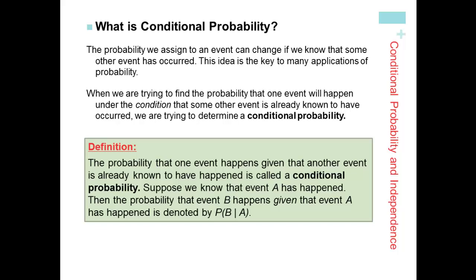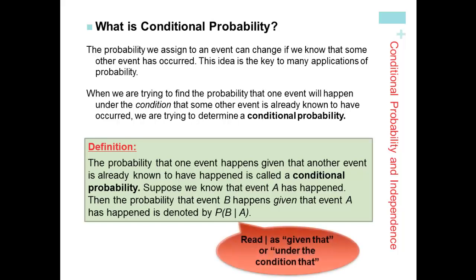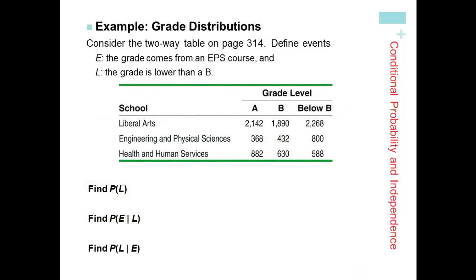Then the probability that event B happens, given that A has happened, is denoted by this notation. The bar here is read "given that." It can also be read as "under the condition that." So this would be read either as the probability of B given that A, or the probability of B under the condition that A. Here's an example using a two-way table that you can find on page 314.